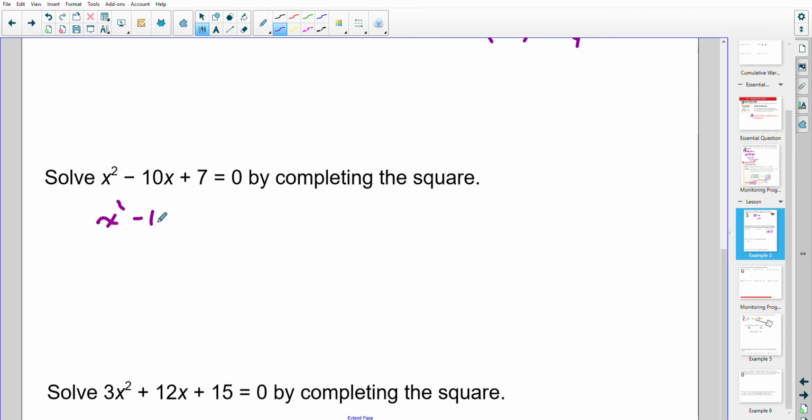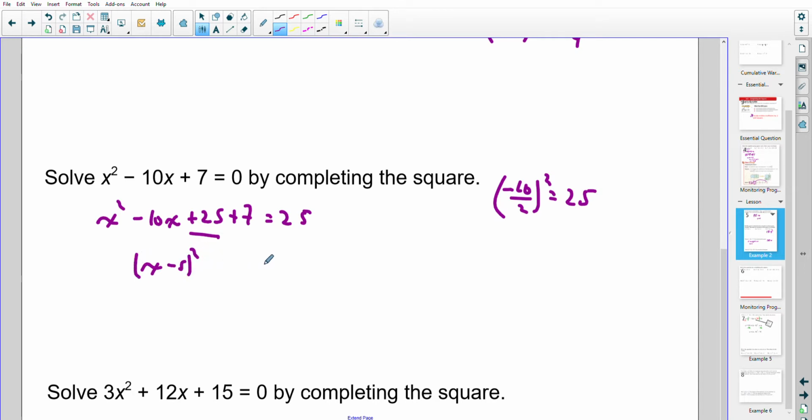X squared minus 10x. Now we're going to take that negative 10 divided by 2 and square, and that's going to be 25. So I'm going to add 25 to this side. And when you add 25 to this side, you also have to add it to this side to make the equation balanced. Now, when I do that, I'm going to look at those first three terms. X minus 5 squared, and I'll subtract 7 on both sides, is equal to 18.